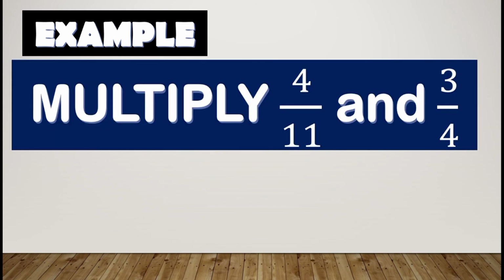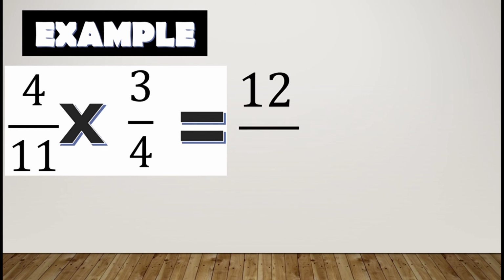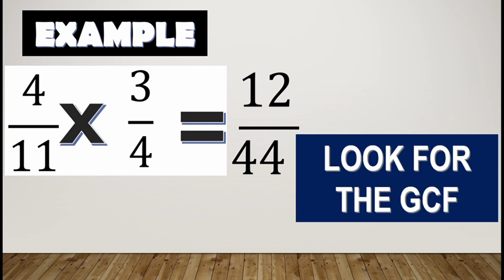Another example. Let's multiply 4/11 and 3/4. 4/11 times 3/4, again, multiply numerator times numerator. 4 times 3, we have 12. And 11 times 4, the product is 44. This is not yet written in lowest terms. Simplify this by looking for the greatest common factor.